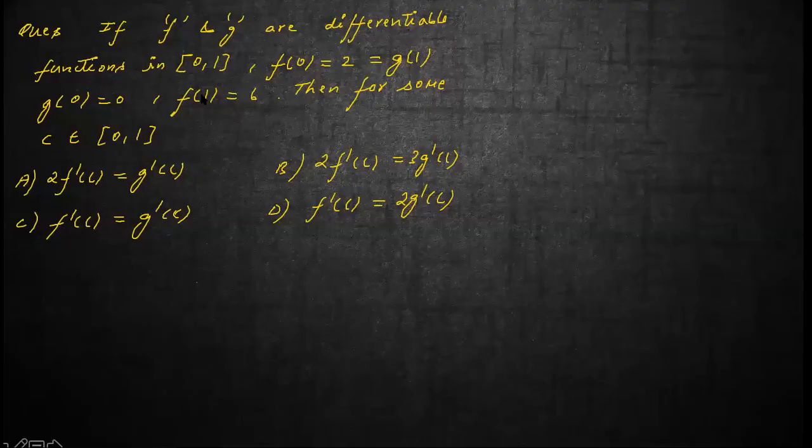So this is also a similar question, but we have options given. So we'll also work out according to the options. If f and g are differentiable functions and you have been given the values f of 0, g of 1, g of 0, f of 1. So all four values you already have been provided.